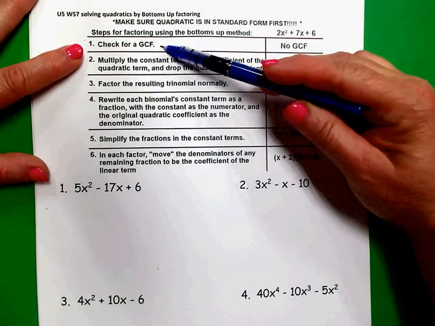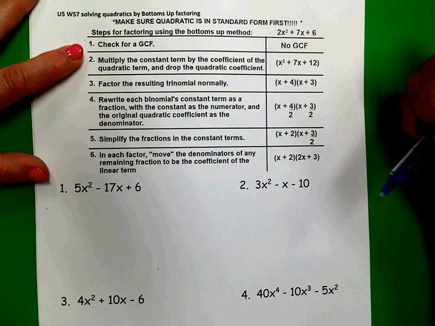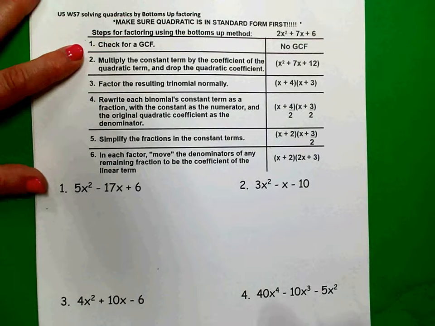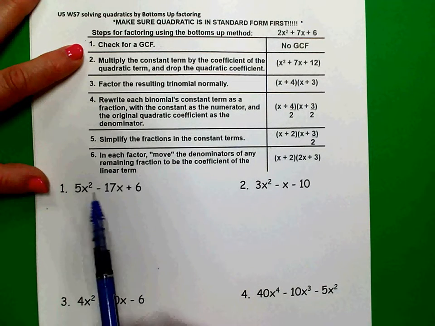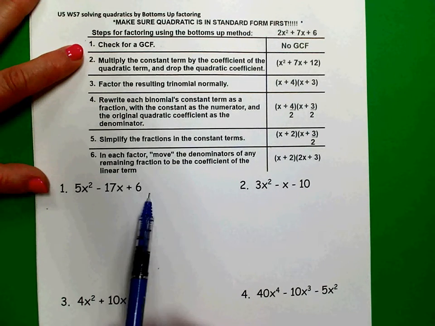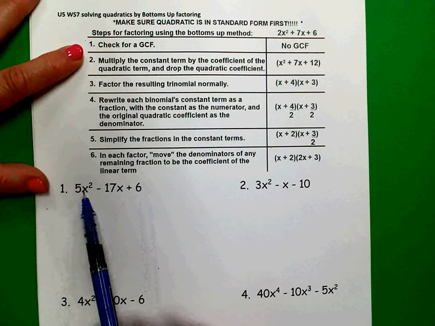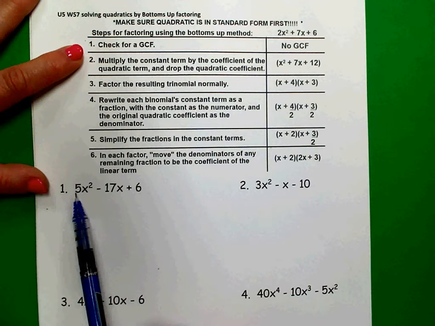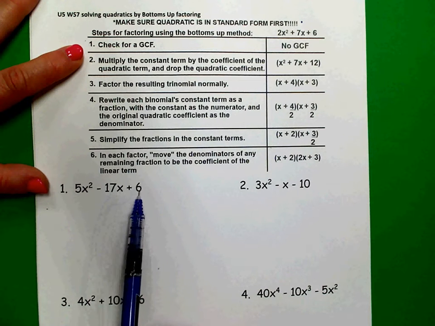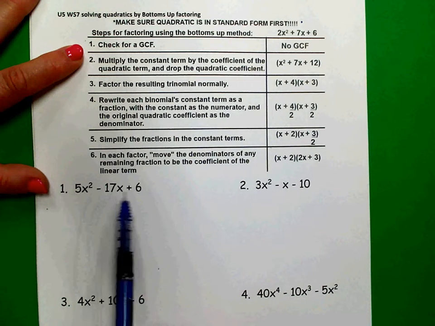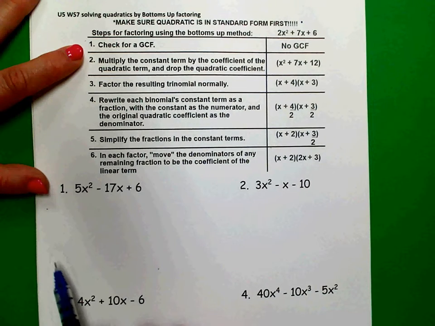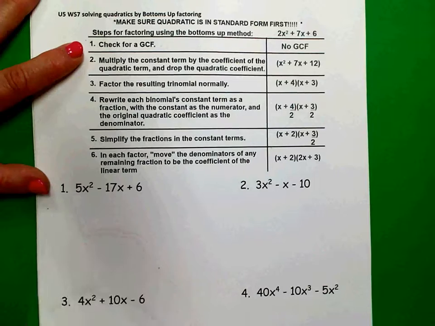Then we need to check for a GCF. Not all of them will have a GCF, but if there is one, it needs to be removed. So when I look at number 1, since this 6 on the end doesn't have an x, I know that I cannot take out any x's. When I look at the numbers 5, 17, and 6, there's nothing that will divide evenly into all three of those numbers. So this one doesn't have a GCF, so we're done with step 1 for this one.